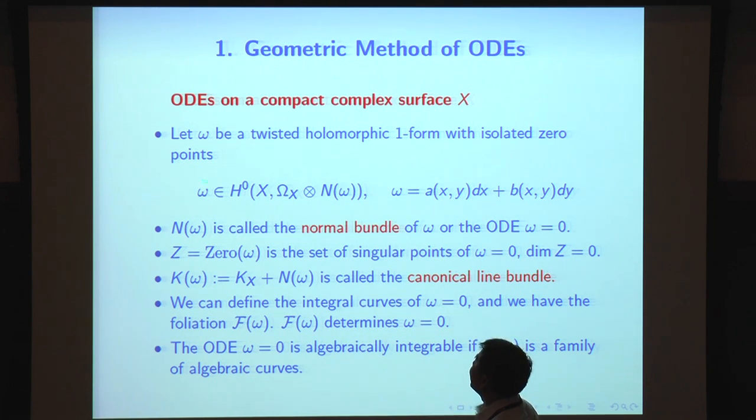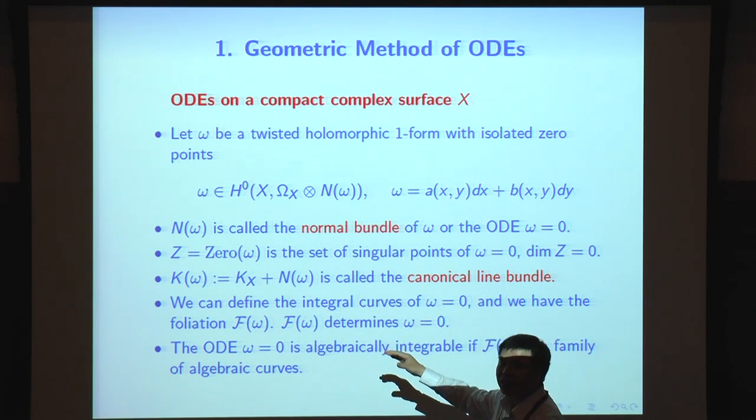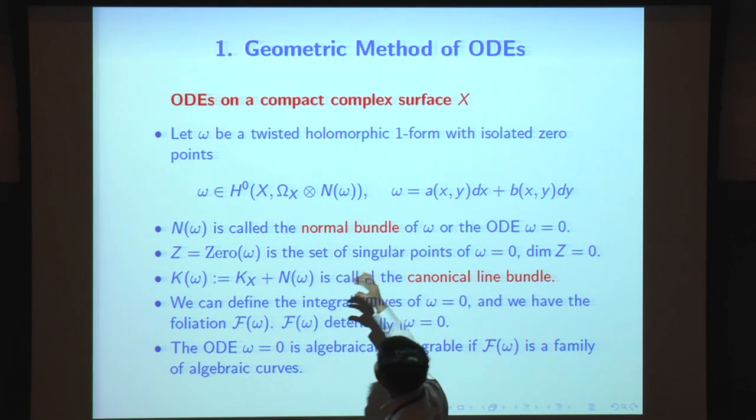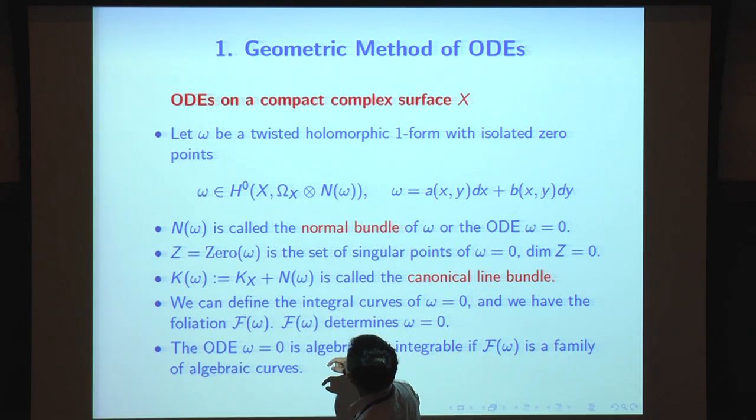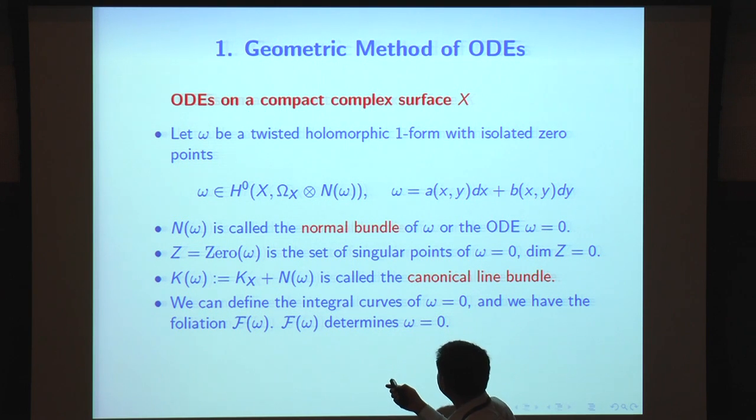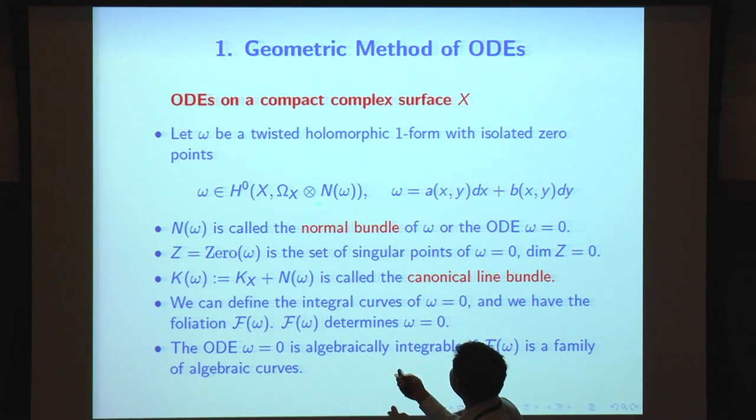Usually, I use different notations. Usually, one uses the notation to mean the maximal invertible subsheaf of this one. For this subsheaf, this is determined. So this sheaf is determined by the global section. Yeah, it is maximal with isolated 0 points. So omega determines n omega.